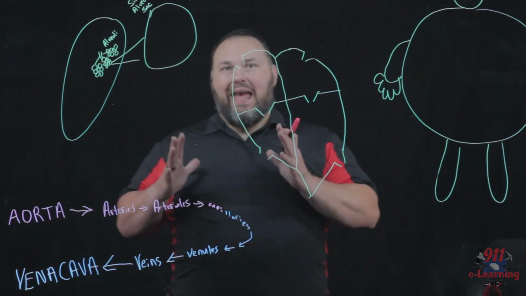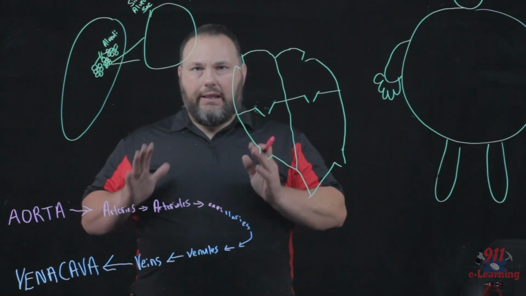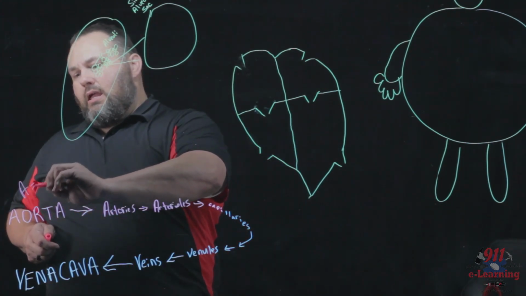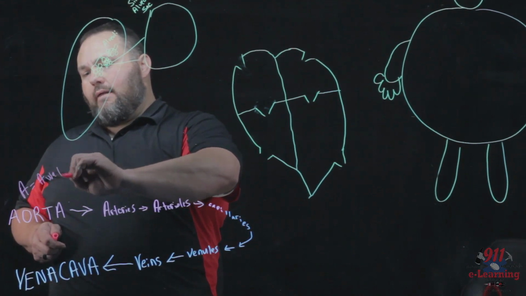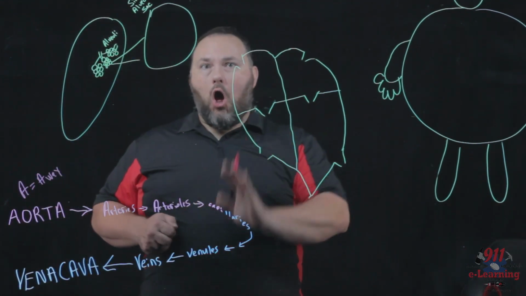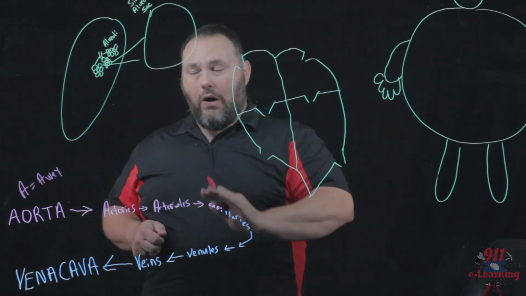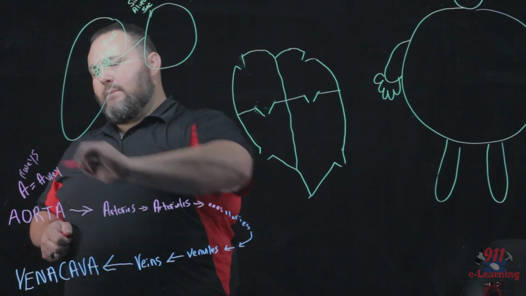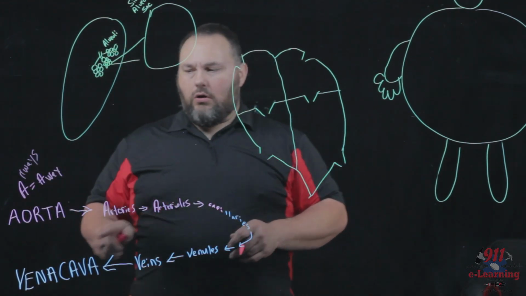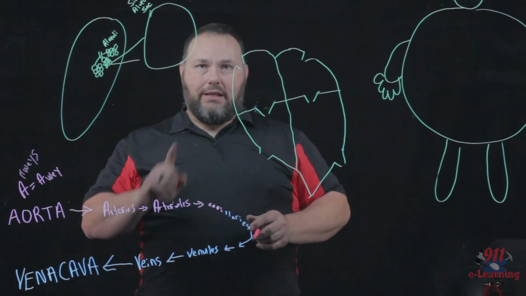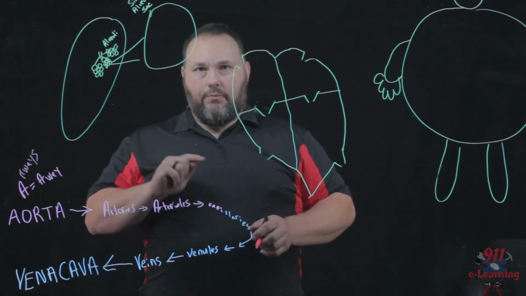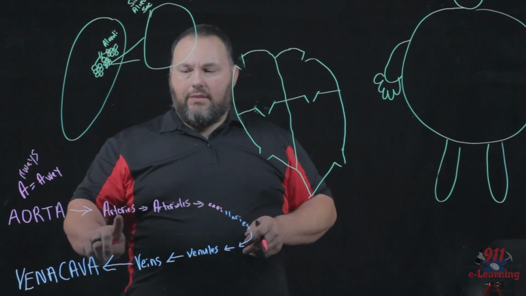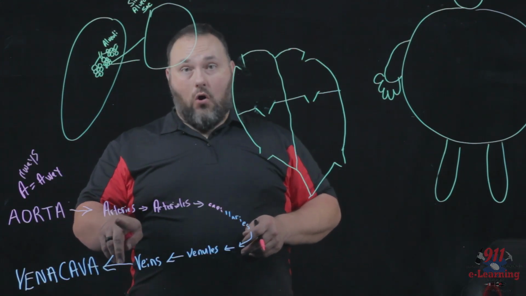So let's start with the absolute largest artery in the body. That's the aorta. Remember, A equals away. Arteries always carry blood away from the heart. Very important to remember. So you've got the aorta, then it shrinks down into arteries.